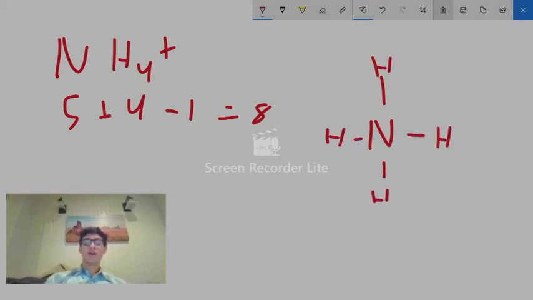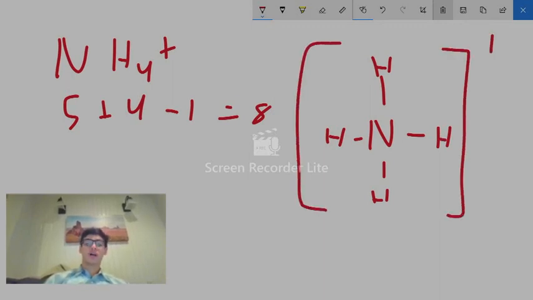And finally, polyatomic ions have brackets around them with the charge on the outside.